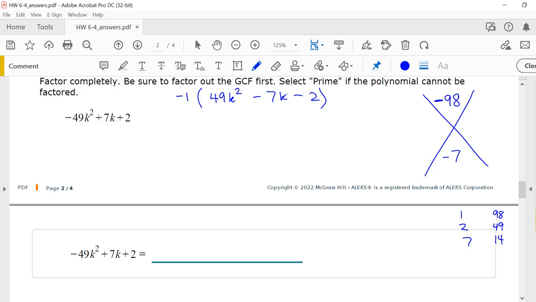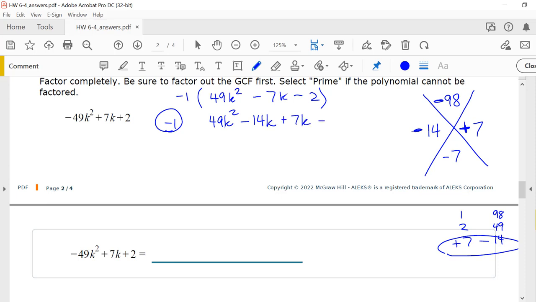Okay, top number is negative. So one of them is going to be negative. One's going to be positive. If I do positive 7 minus 14, I get negative 7. So negative 14, positive 7. I'm going to leave my negative 1 out to the side. Don't forget about him. Now I'm going to write 49k squared minus 14k plus 7k minus 2.